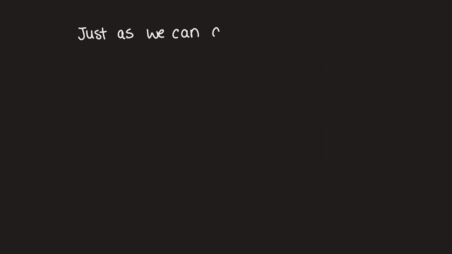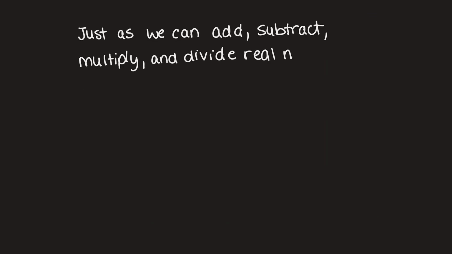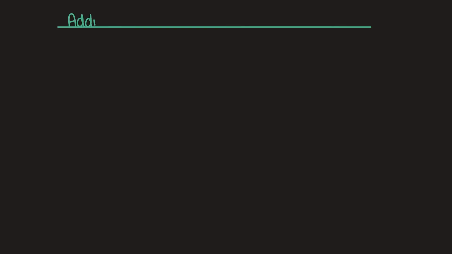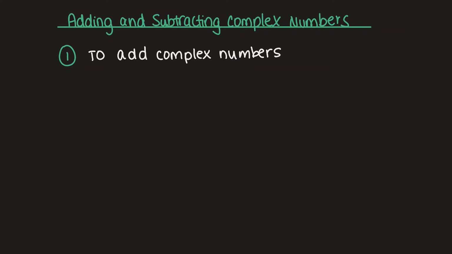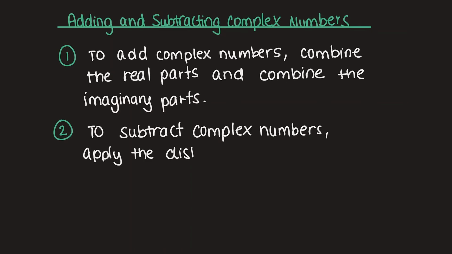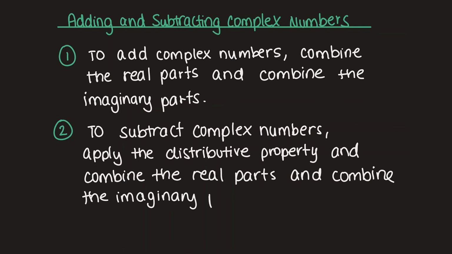So just as we can add, subtract, multiply, and divide real numbers, we can perform all of these operations with complex numbers. Let's begin with adding and subtracting complex numbers. To add complex numbers, we combine the real parts and combine the imaginary parts. And to subtract complex numbers, we apply the distributive property and combine the real parts and combine the imaginary parts.